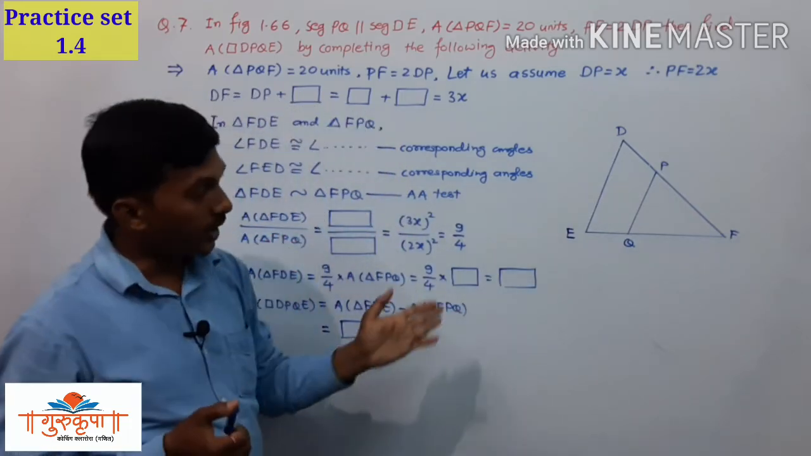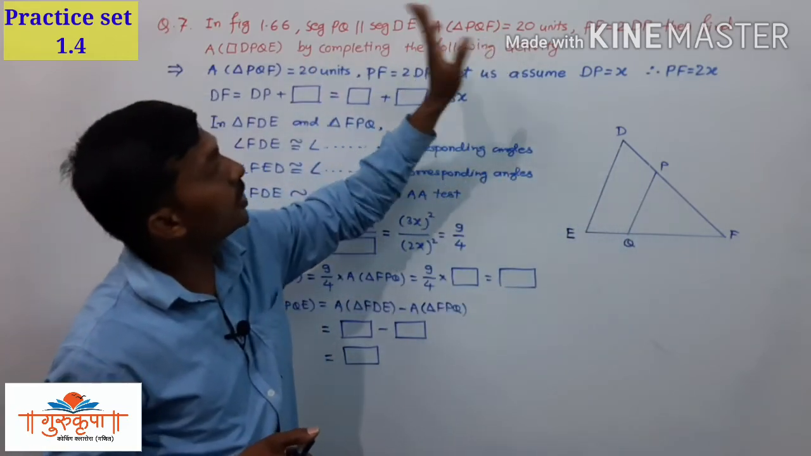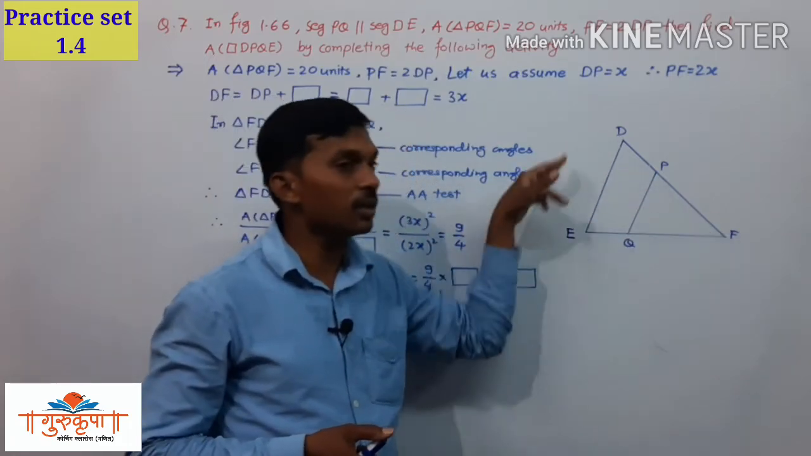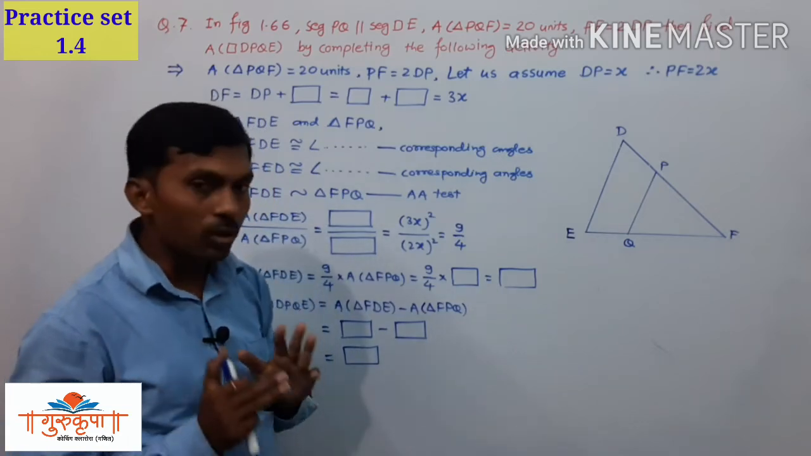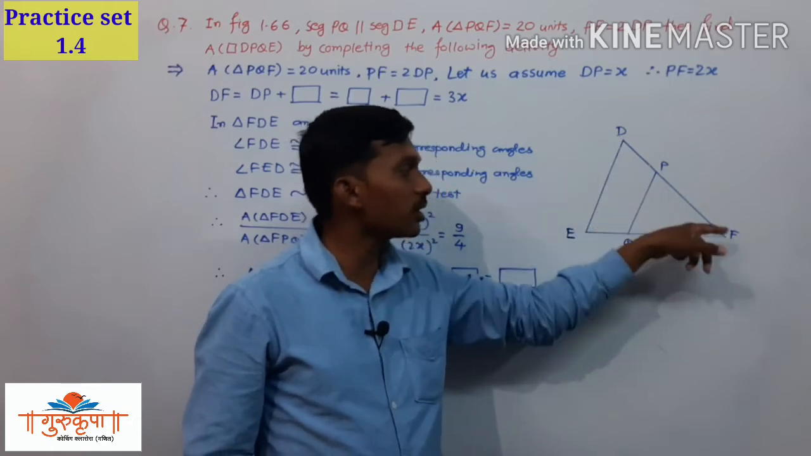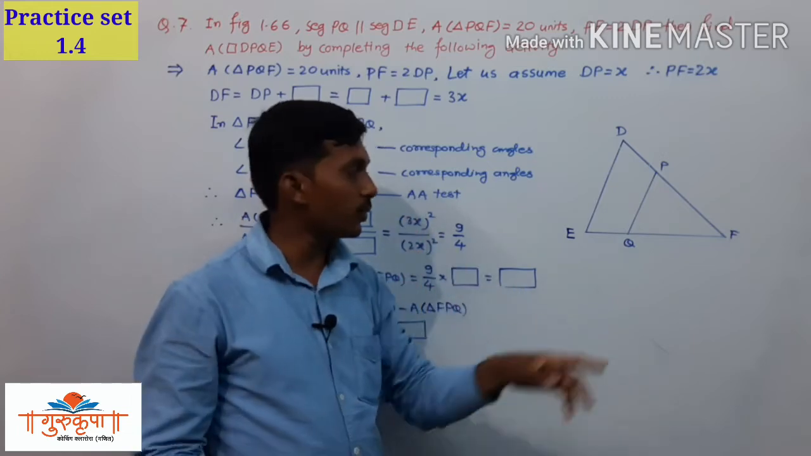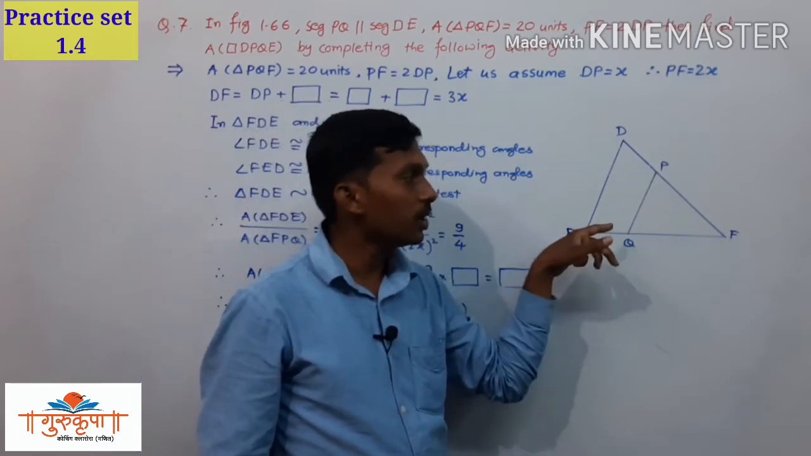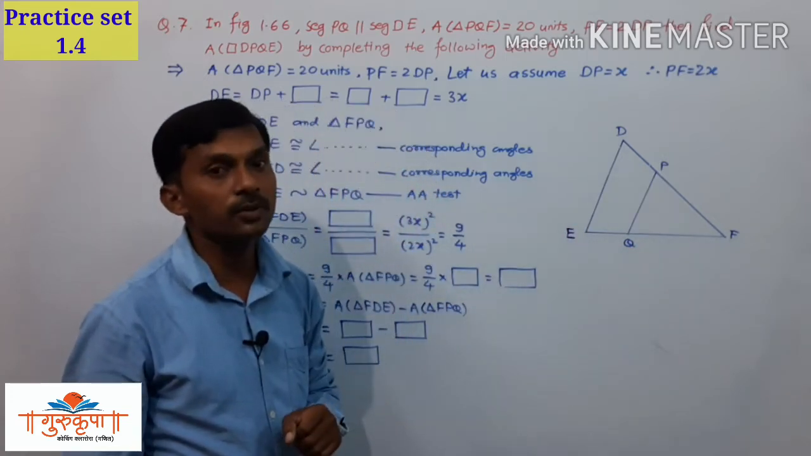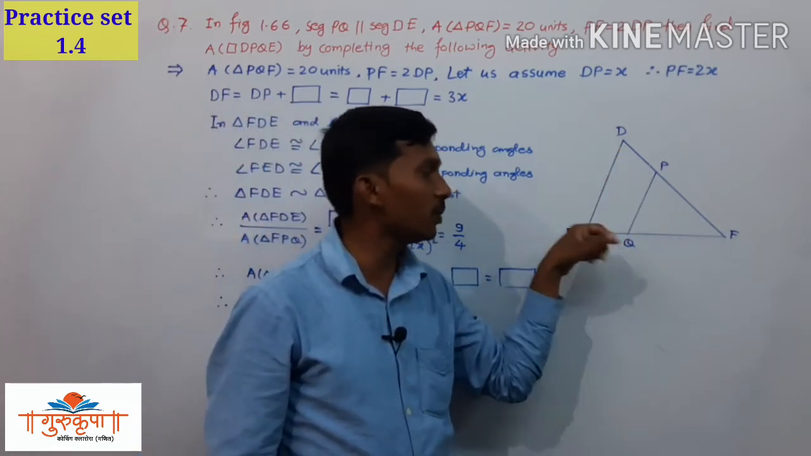For finding these areas, see here we have been given the area of triangle PQF. One area is given here, PQF. So how will we find the area of the bigger triangle? Here, first we have to show that this smaller triangle is similar to this bigger triangle. In the first step, we have to show that the smaller triangle PFQ is similar to the triangle DFE. How can we prove that? How will we prove that triangle DFE is similar to triangle PFQ?